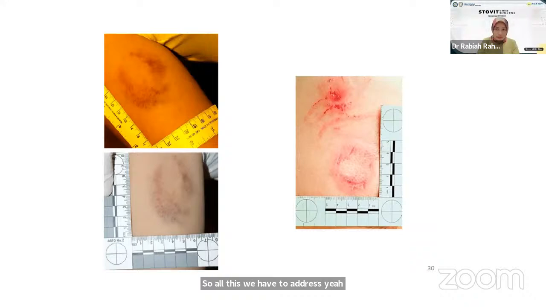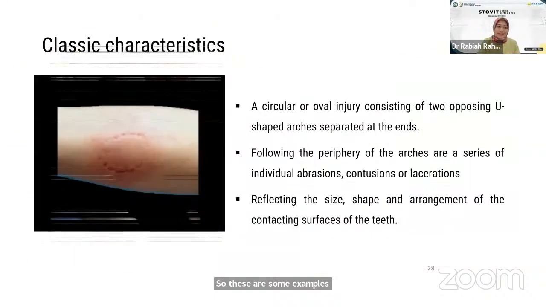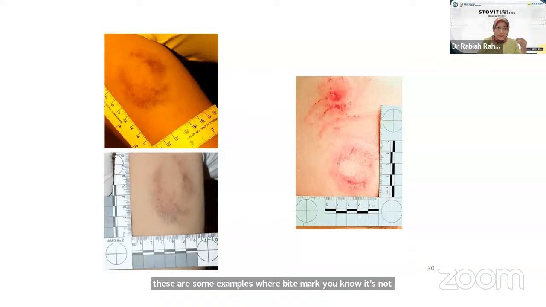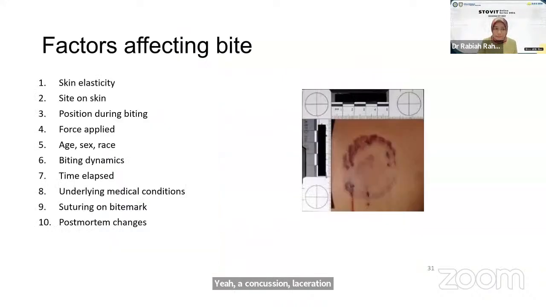So these are some examples where the bite mark is not as perfect as this. When it is presented to you, it usually comes in this form: contusions, lacerations. And then we have to consider the person's skin elasticity, the site on the skin, the force applied, age, sex, race. All this we have to consider before we proceed with the analysis.